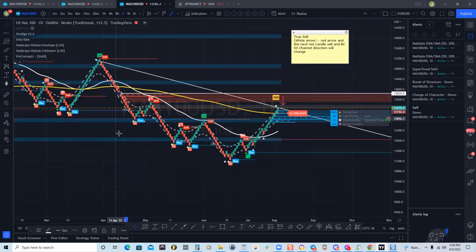So 13,839 is the top. It could push here, and then that's some more buys. I would jump in for a buy here, and then take it all the way up. That's another 400 pips. You can't be mad at that, right?